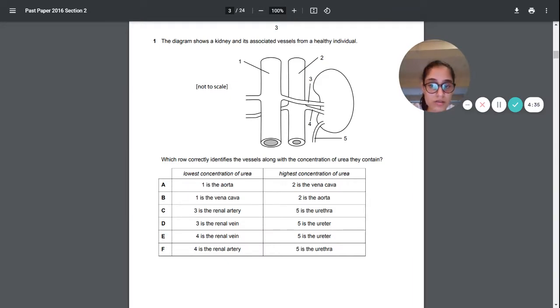We know that the lowest concentration of urea will be in the veins, which is carrying the blood away from the kidneys. All right, and the vein will be the thicker one. So this is the vena cava. One is the vena cava. Highest concentration of urea will be in the ureter. So it has to be one of these two. And now we need to know which one is the renal vein. So 3 is the renal vein. Therefore, the correct option is D.